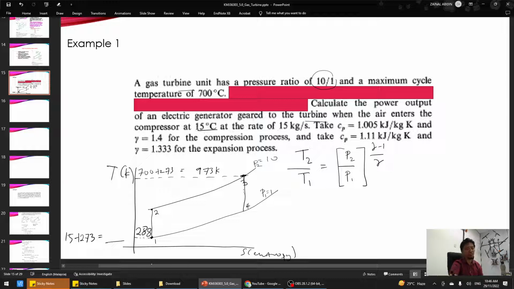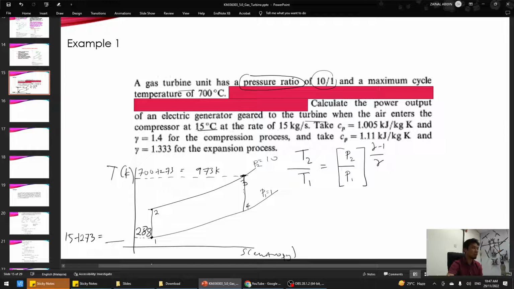Is P1 actually 1 kilopascal? Not necessarily. Is P2 equal to 10 kilopascal? Not necessarily, because what has been given to us here is the pressure ratio. It's not the actual atmospheric pressure. So we count it as a pressure ratio, not as the actual pressure at that stage.